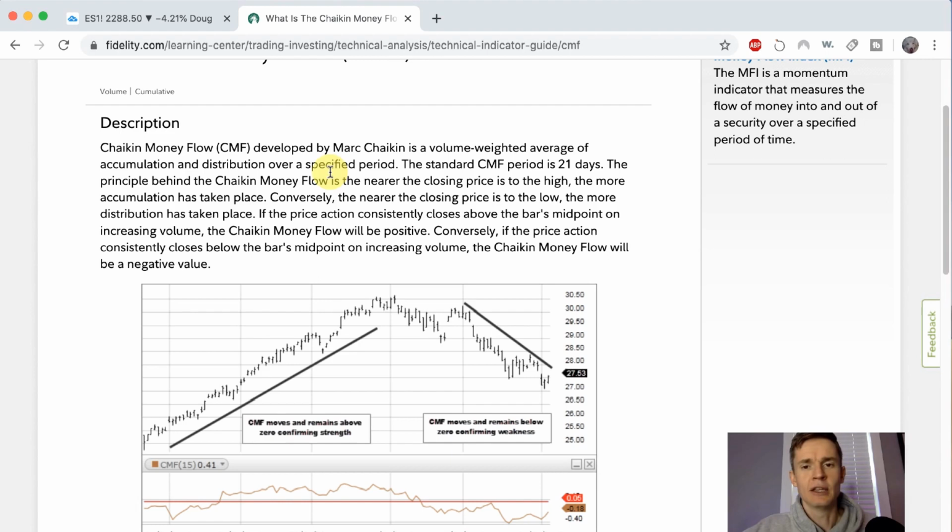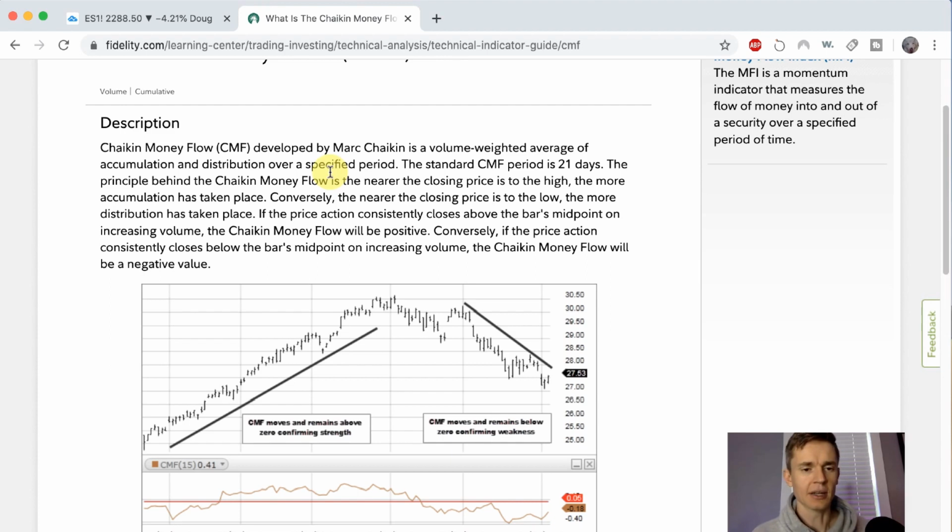Now this is important. This indicator was originally done as like a daily indicator, okay? So it's measuring out 21 days, but since we're day traders and we need this intraday, it's going to be measuring 21 bars back, not days back. The principle behind the Chaikin Money Flow is the nearer the closing price is to the high, the more accumulation has taken place, and the nearer the closing price is to the low, the more distribution has taken place. So if the price action is consistently above the bar's midpoint on increasing volume, the Chaikin Money Flow will be positive.